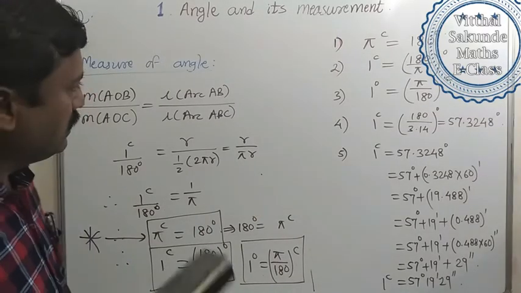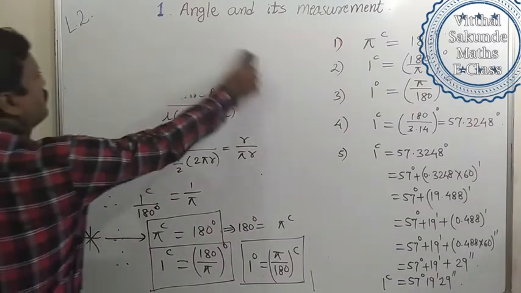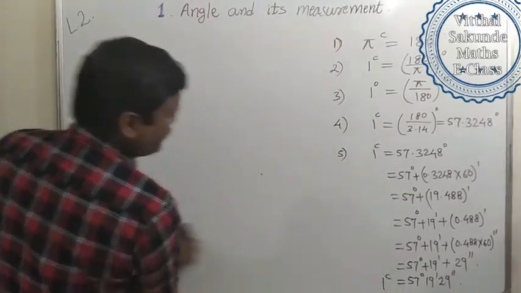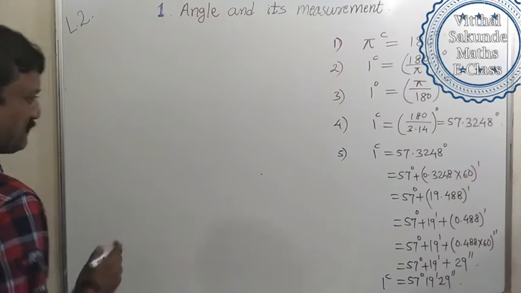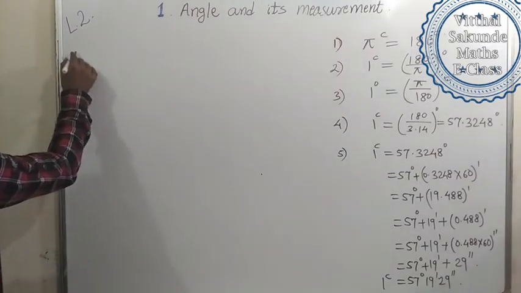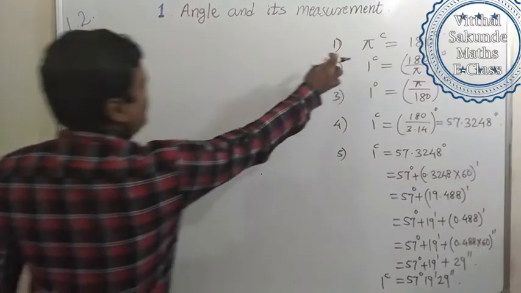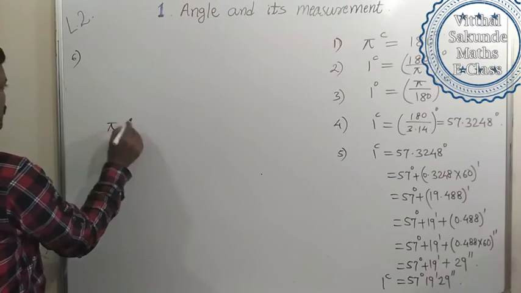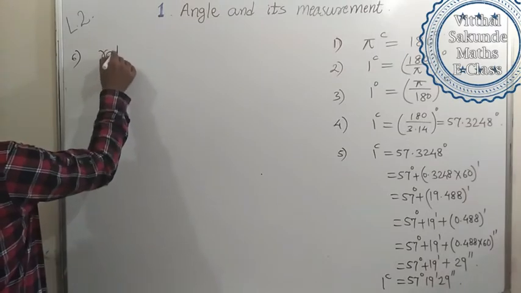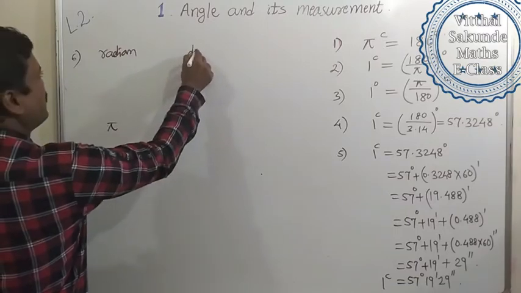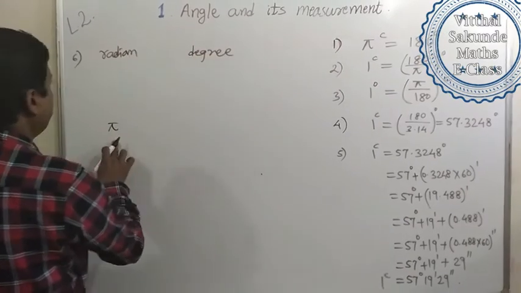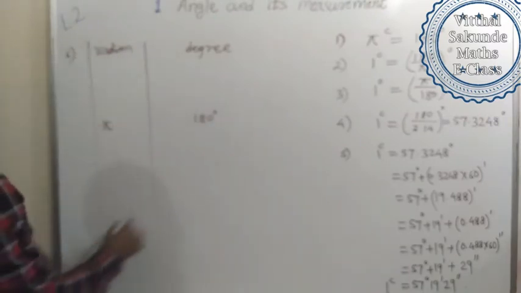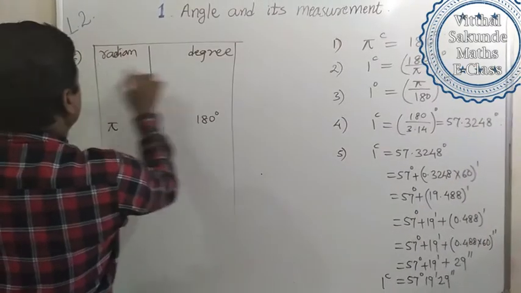Okay. And the last important point: let us write particular angles in terms of radian measure. So sixth one. Now here we have derived that pi is equal to 180. So I will write here only pi. So pi radian, this is the radian measure, and let us write degree. So pi radian is nothing but 180 degree. I am forming here a chart of radian and degree measure.